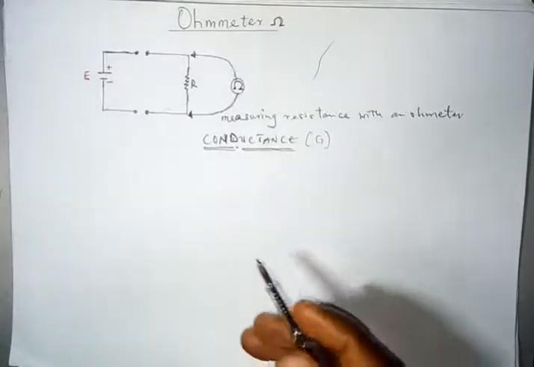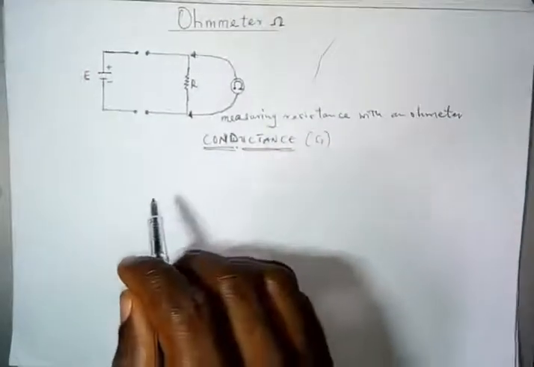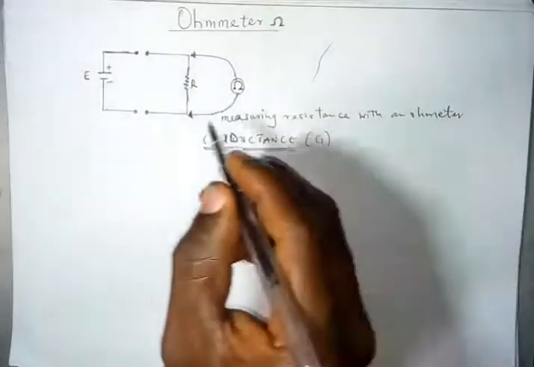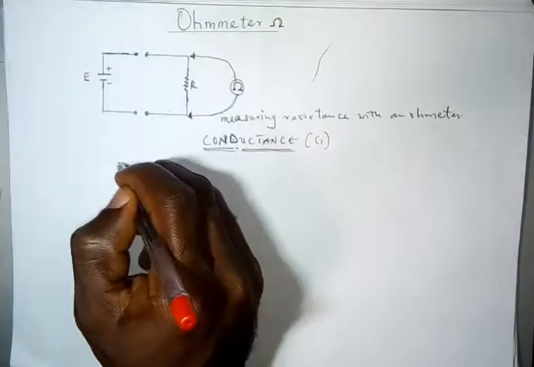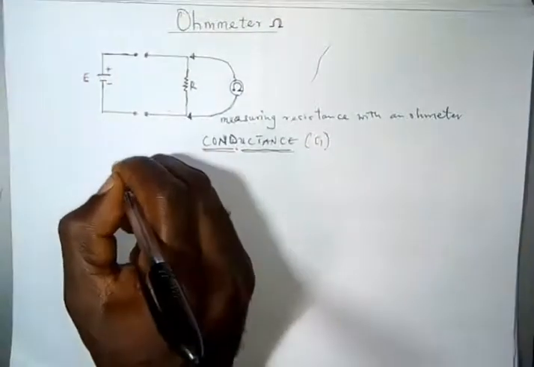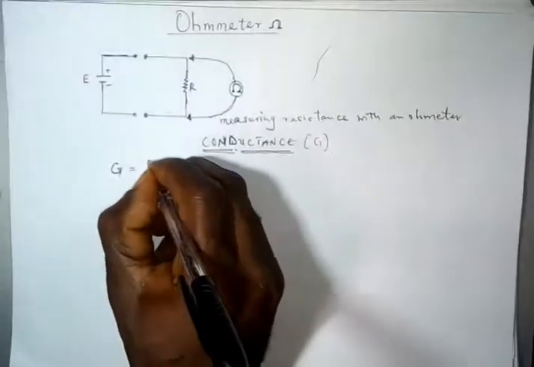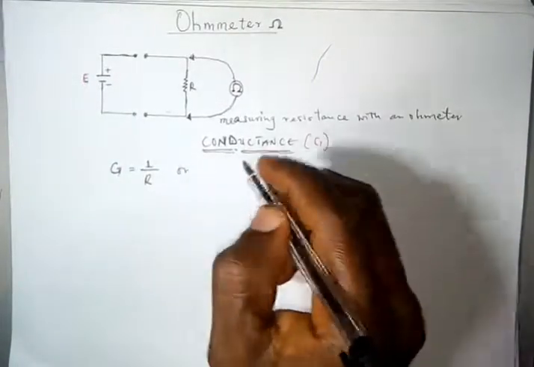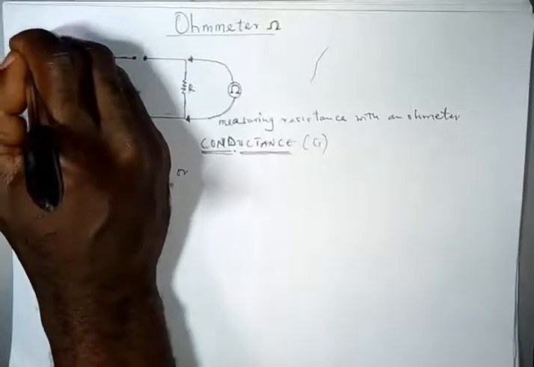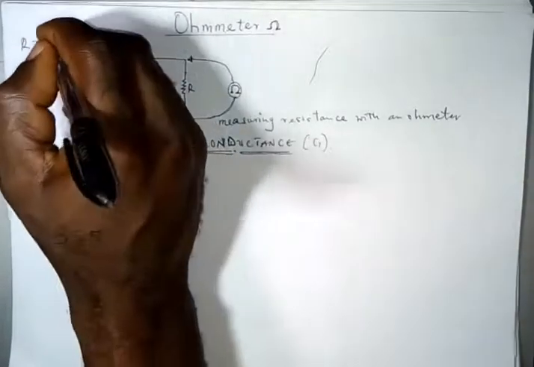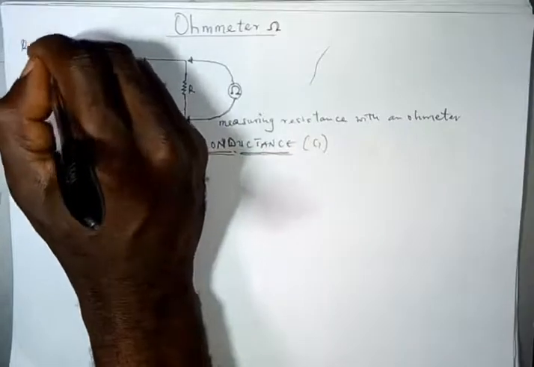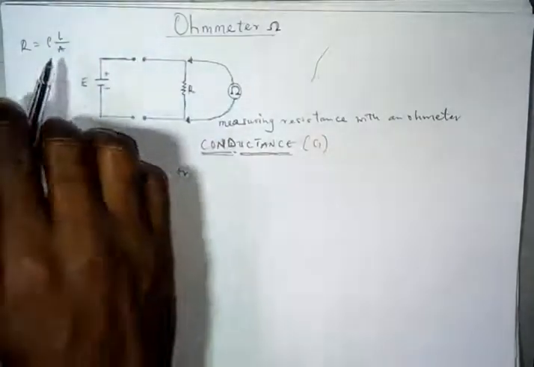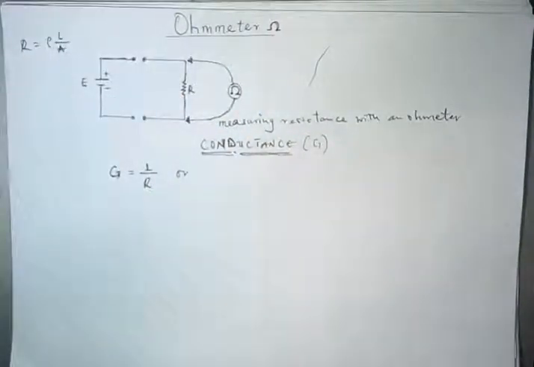So when I'm talking of conductance, it is the reciprocal of resistance. Mathematically, conductance is going to be the reciprocal of resistance. What does it mean? If we remember, we said our resistance is going to be rho, which is resistivity, times length, over area: an increase in length with a reduction in cross-sectional area.